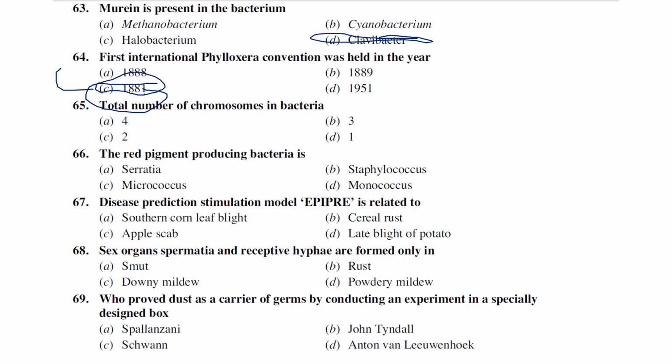The next one is the total number of chromosomes present in bacteria. Bacteria contain only one chromosome. It is also an important, repeatedly asked question.